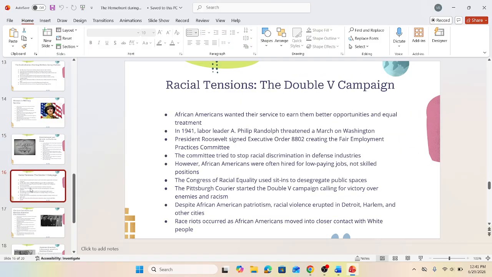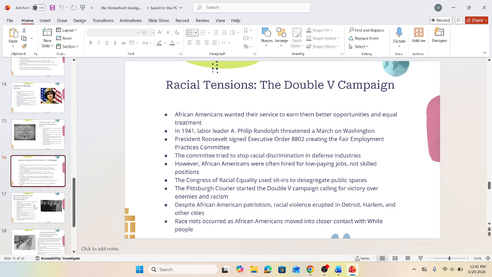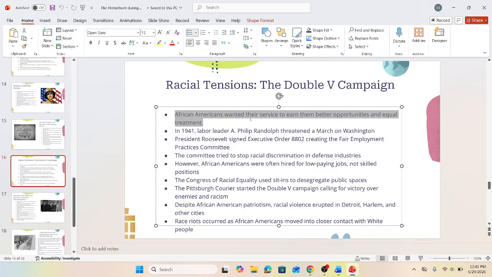All right, let's see, a couple more slides here. So racial tensions. African Americans wanted their service to earn them better opportunities and equal treatment. And there was pushback for this.